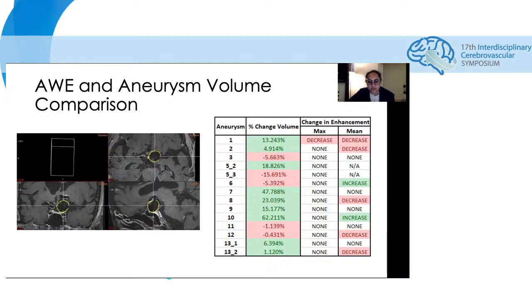We weren't able to derive a statistically significant relationship between those two measures, even between the mean change in enhancement and percent change in volume. That might be due to our low sample size. The larger studies might have more success in detecting those relationships.